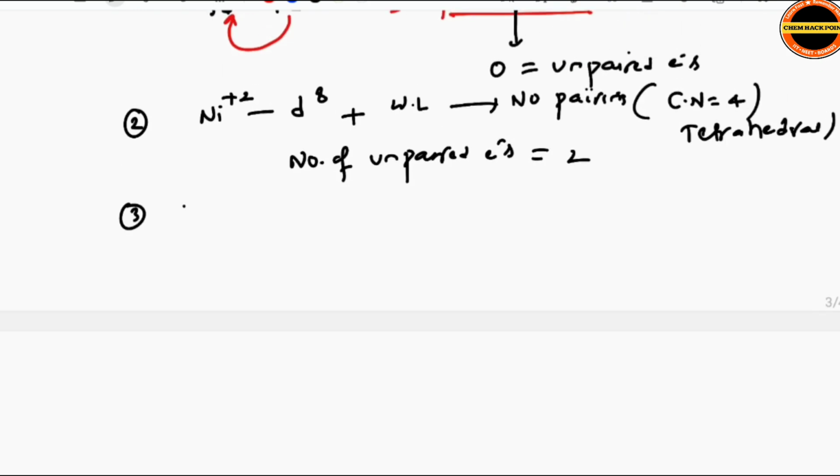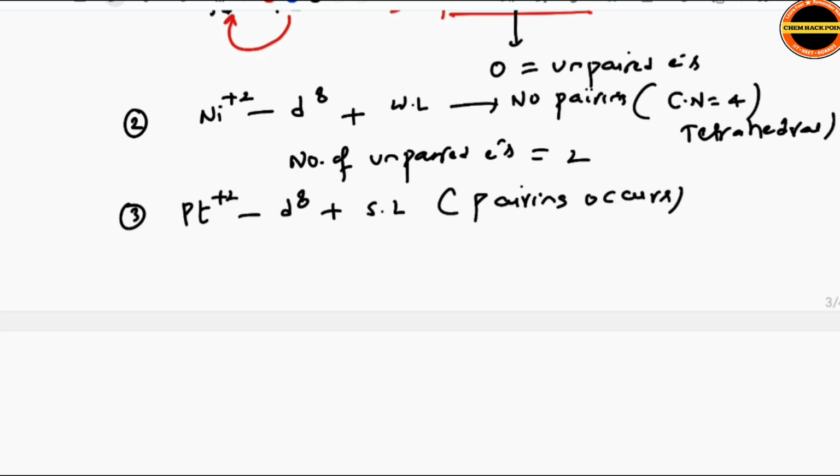Then platinum in the given complex, platinum +2 state, which is d8 configuration, plus strong field ligand. So here strong field ligand, what happens? Pairing occurs. So whenever there is pairing, which complex will you get? Inner d complex, that is dsp2, square planar complex. So here unpaired electrons 0.